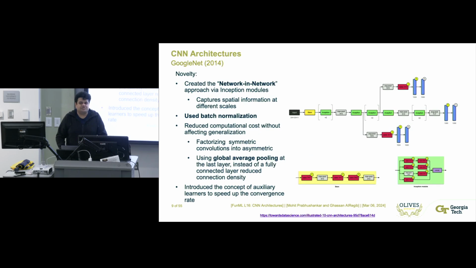Any questions about VGG architecture itself? Yes. Why do we take the nonlinear activation function after each calculation? Can you repeat that? Why do we take nonlinear activation after every convolution?